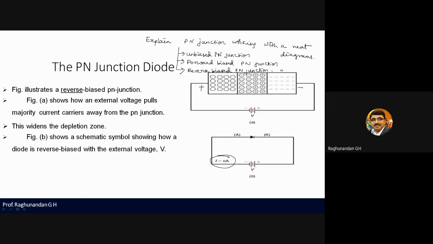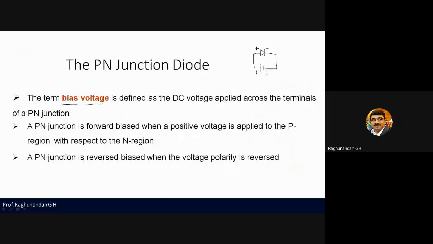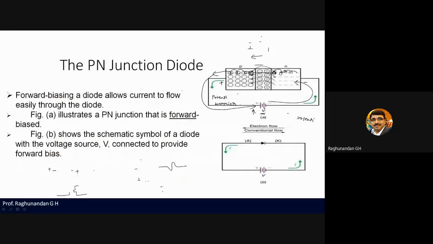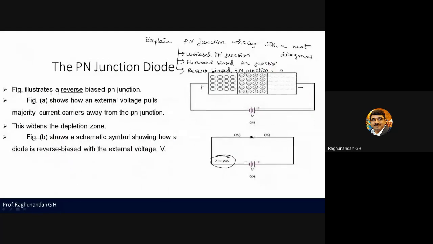Next is the reverse bias condition. Unbiased PN junction means you have to explain the one which I explained at the beginning, without connecting anything, how it behaves. It is just going to create some barrier potential, so it will not conduct anything. We will have a barrier potential of VB, that is 0.7 or 0.3. After that, you need to explain forward bias, and then reverse biased PN junction.